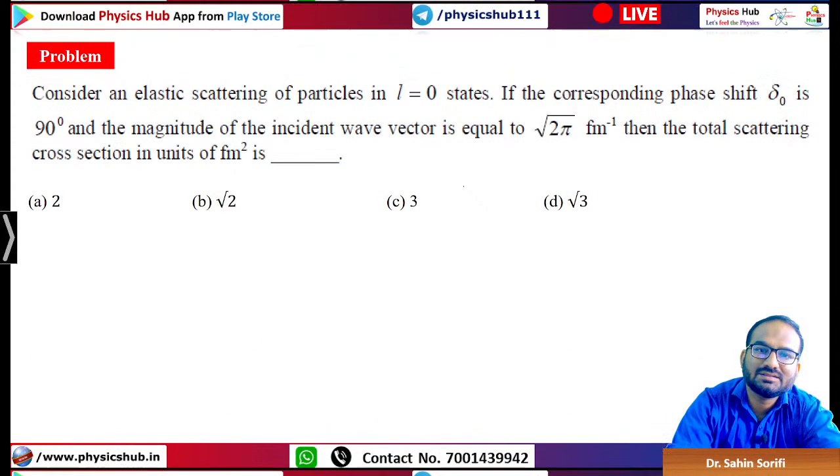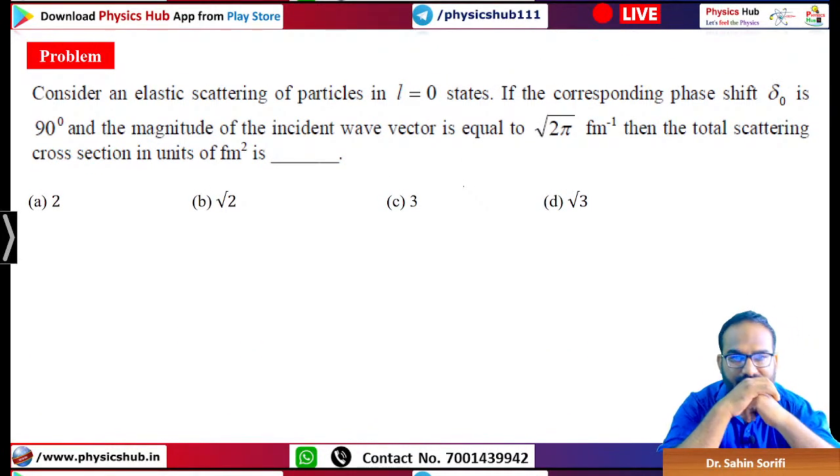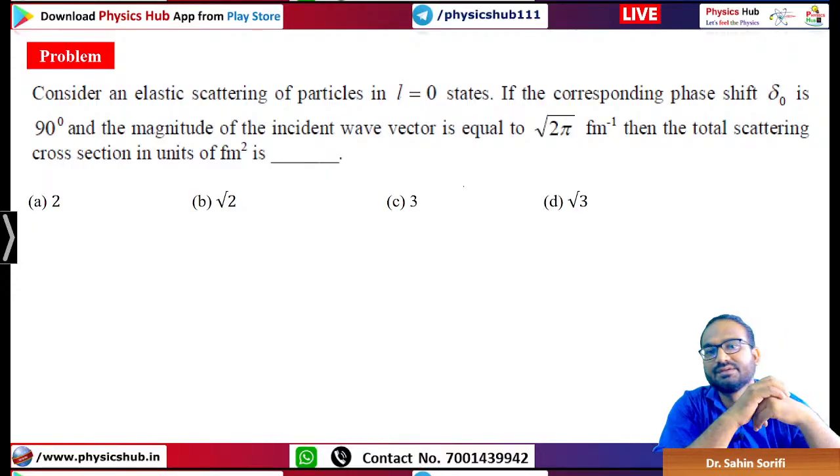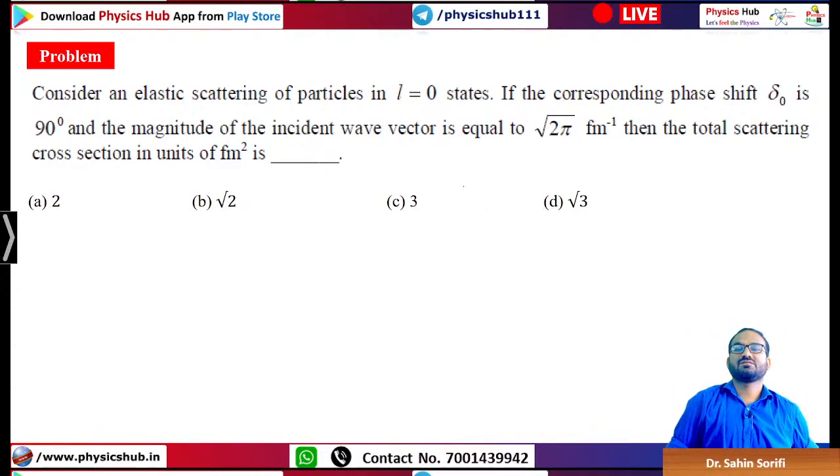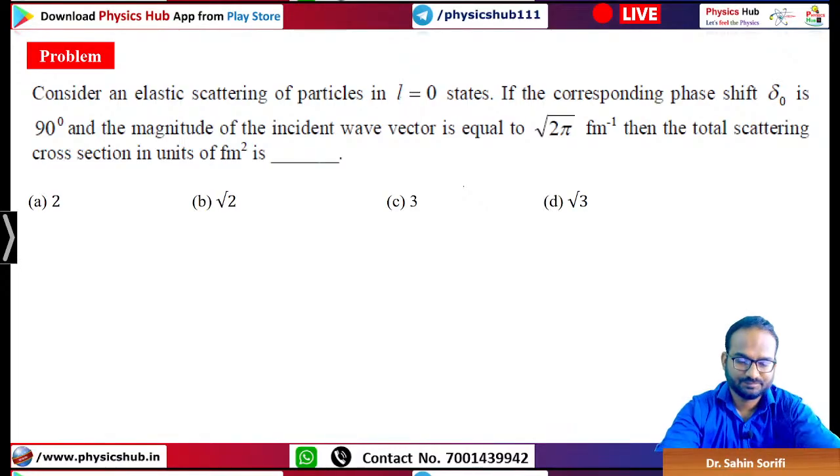Consider an elastic scattering of particles in L equals 0 state. If the corresponding phase shift delta naught is 90 degrees, the magnitude of the incident wave vector is square root of 2 pi Fermi inverse, then the total scattering cross section is in units of Fermi square each.